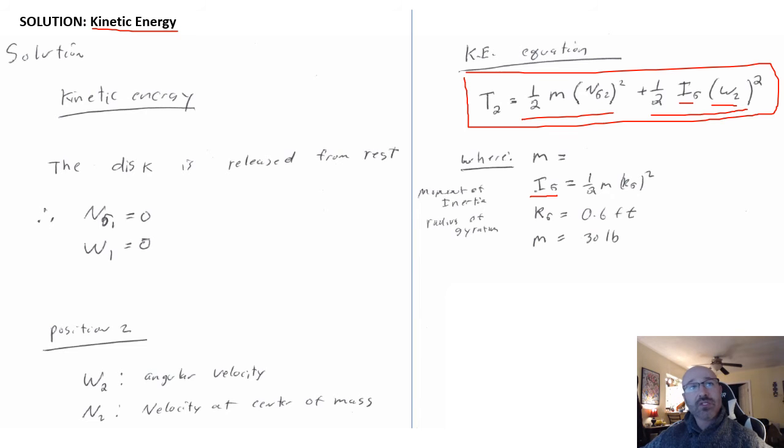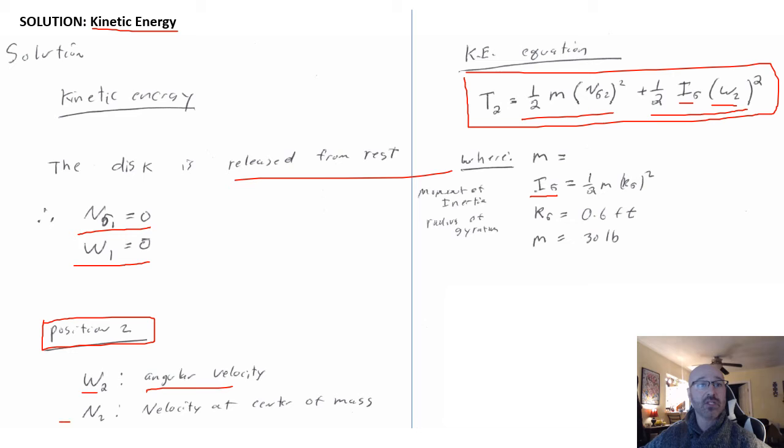One thing to notice is that if this disk is released from rest, so it starts with no velocity, then our initial velocity is going to be 0. So our v sub g1 is equal to 0, which means that our omega-1 is also equal to 0. So what we're really concerned about is just our position 2 over here. For position 2, we have our omega-2 as our angular velocity, and our v sub g2 is equal to our velocity at the center of mass of our disk. So that's where this kinetic energy equation comes into play. Again, we have the part from 1/2 mv squared, and then the one for our rolling disk of 1/2 I sub g for our moment of inertia times our omega-2 squared.